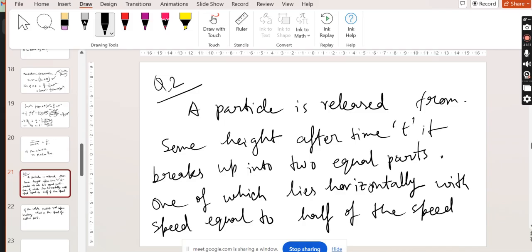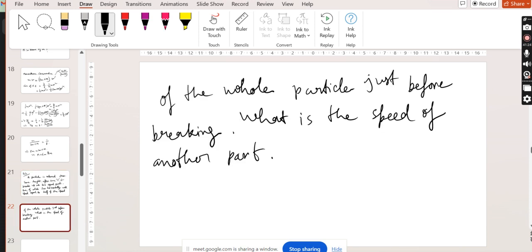So it says the particle is released from some height. After time t, it breaks up into two parts, one of which moves horizontally with speed equal to half of the speed. So basically at t equal to 0, the particle is here. When the particle reaches here, one part has a horizontal component and another has a vertical component.